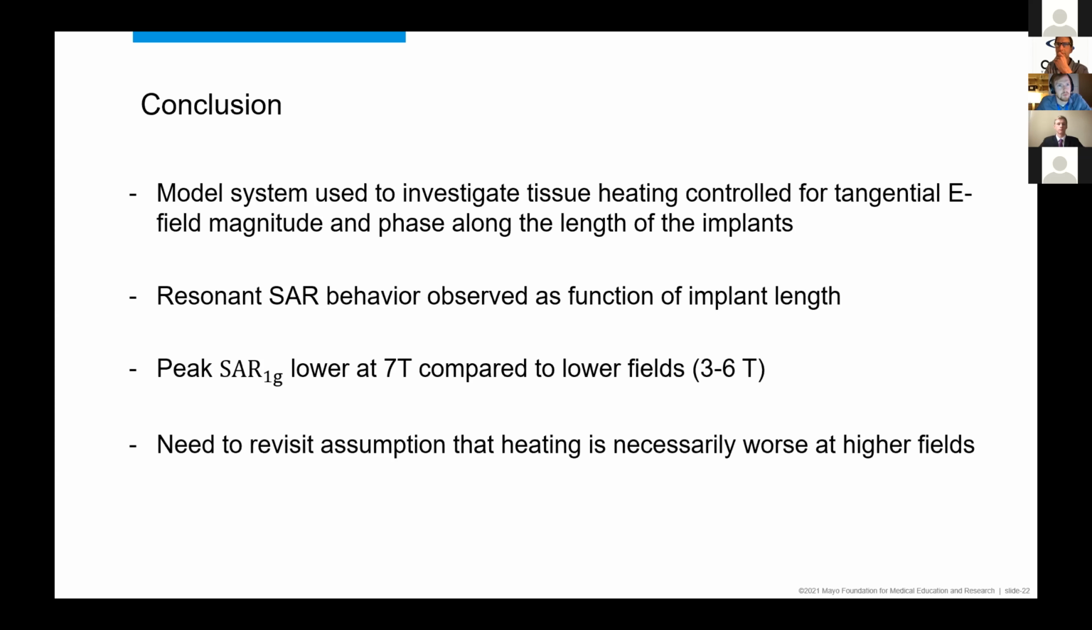The primary output of this study, however, is that while this study was done under very specific experimental conditions, it does show that there is a need to revisit this assumption that heating is necessarily worse at higher fields for implants.